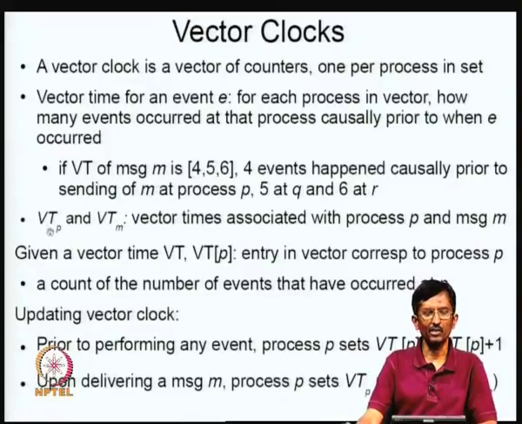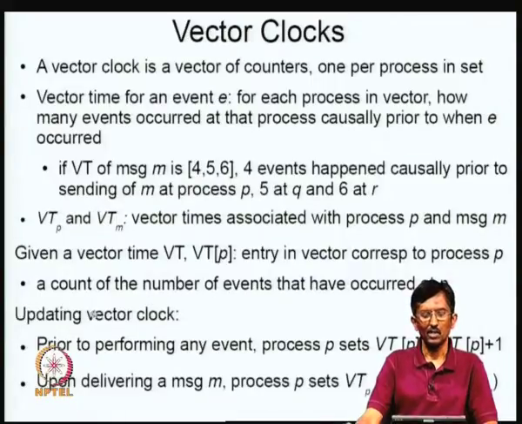Suppose I have the notation VT(P) and VT(M); these are the vector times associated with process P and message M. Okay. I also have another notation, VT(P)[P]. As I mentioned, it is one entry per process in the set. VT(P)[P] means the entry in the vector corresponding to process P. So, this bracket gives you the entry corresponding to process P, whereas these are two different vector times. Each of them will have a vector corresponding to that fixed set of processes.